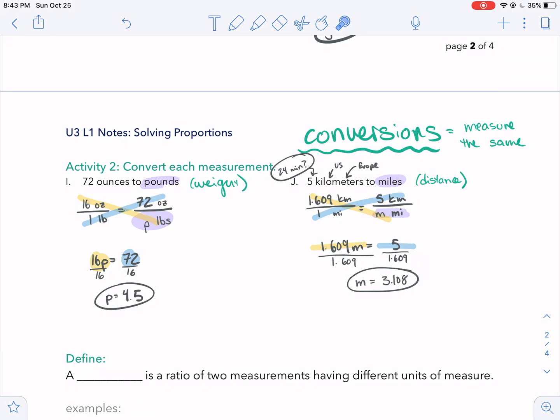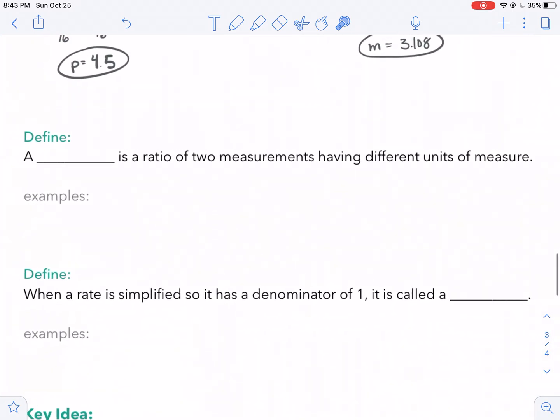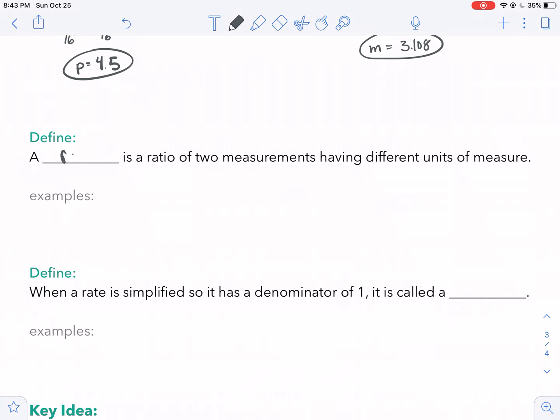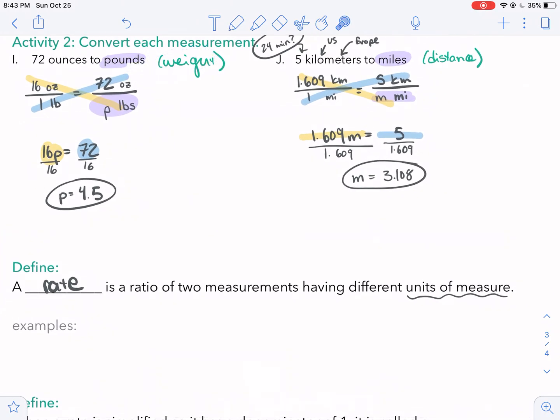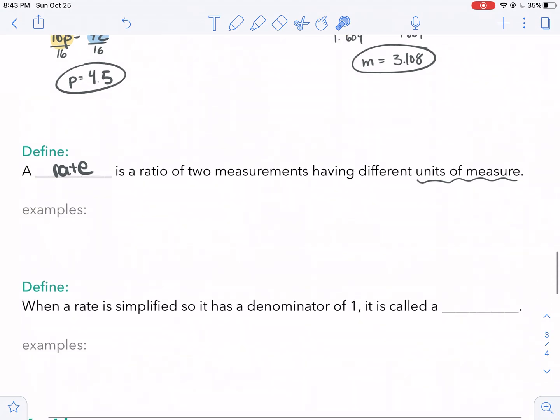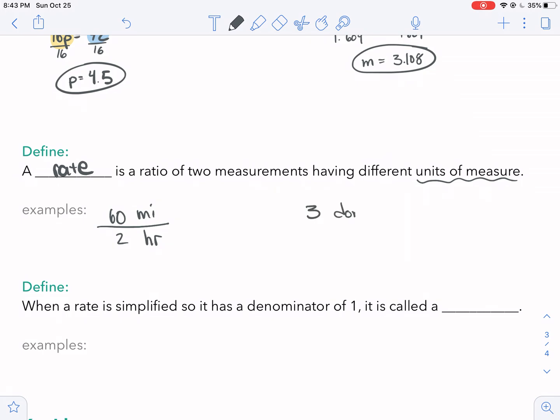We're going to leave the running behind, and we're going to put this into driving time. Okay. So a rate is when you have a ratio, but they have different units of measure. So here we worked on like weight to weight and distance to distance. But what if you have distance and time, like 60 miles in 2 hours? Or if you have 3 donuts for every 2 students. That's a better ratio. That's pretty good.